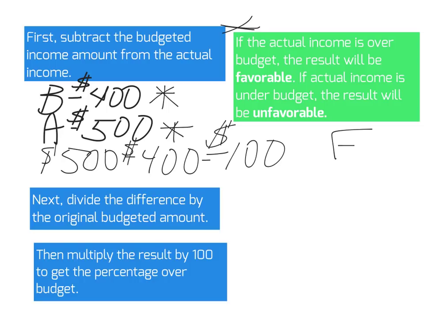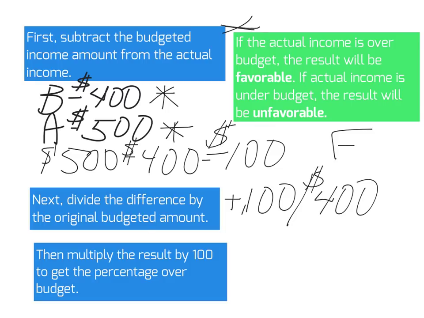The next step is to divide the difference that we found by the original budgeted amount. So we found that we had $100, and that's a positive. We had $100 more than what we planned. Divide that by $400. Okay, 100 divided by 400 is 0.25.